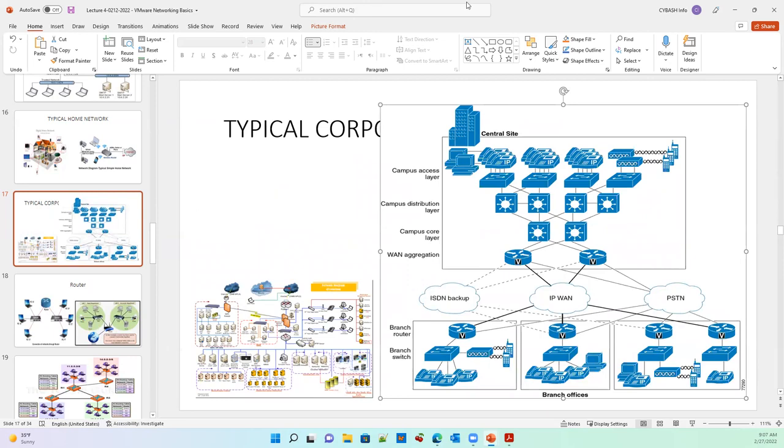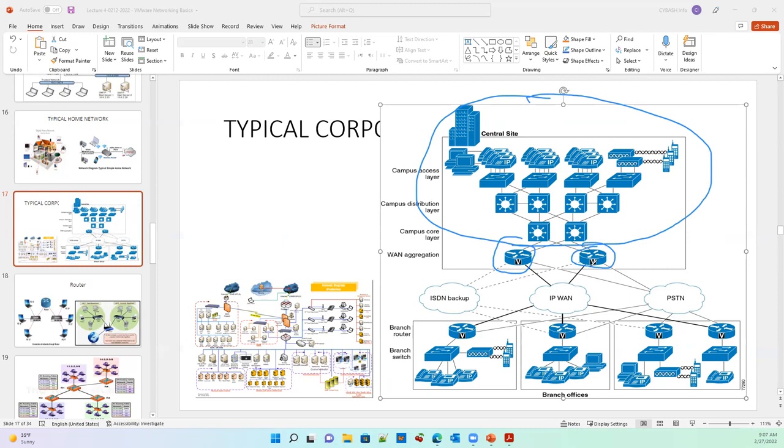So here, I just want you to see the big view. You have a corporate site here, and then you have two gateways or routers connected to your internet service provider. So this is more like fault tolerance. If something happened to this guy, you can still get to your internet.